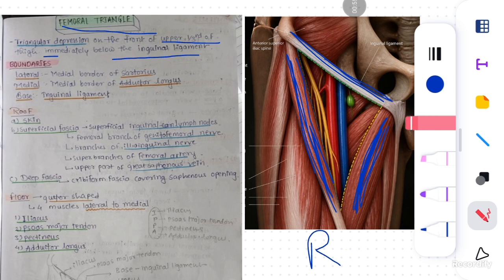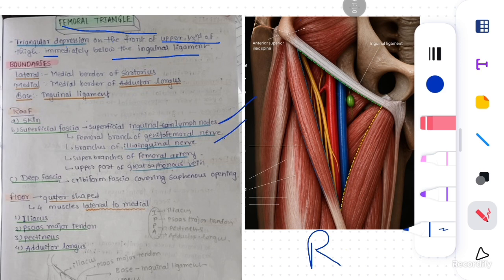So let's see the roof. The roof is always the same for any triangle. The first one is skin, second is superficial fascia, and third is the deep fascia. The superficial fascia contains the superficial inguinal lymph nodes, femoral branch of genitofemoral nerve, branches of ilioinguinal nerve, superficial branches of femoral artery, and the upper part of great saphenous vein. And the deep fascia contains the cribriform fascia that covers the saphenous opening.